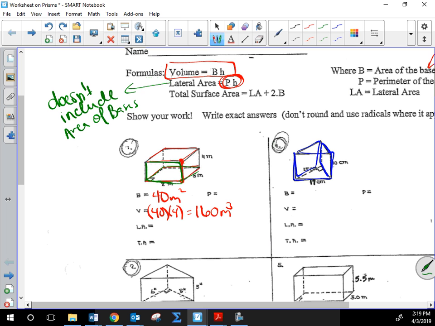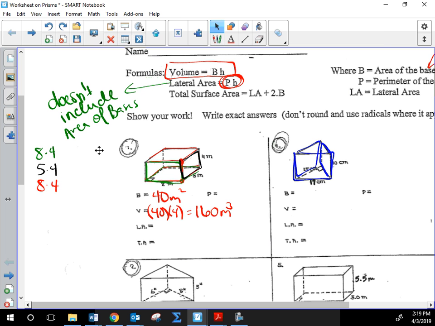Well, let's take a look at what would be our area for this front-facing edge. 32. How'd you get that? 8 times 4. Right. And then now let's take a look at this guy. What would we multiply for that? 5 times 4. Okay. How about my one here in the back? 8 times 4. It's again just the same as that front. And then what about this guy over here? 5 times 4.